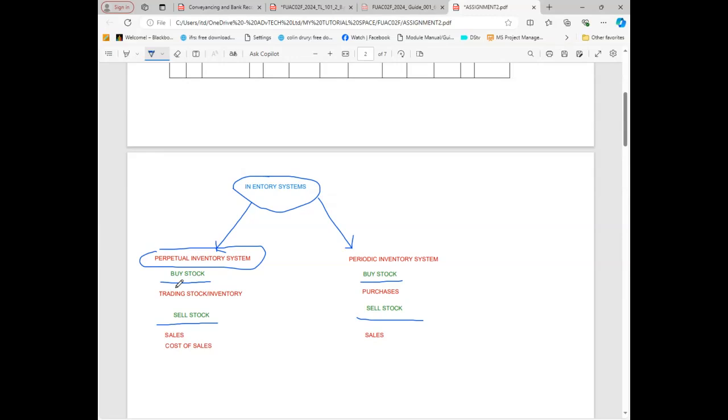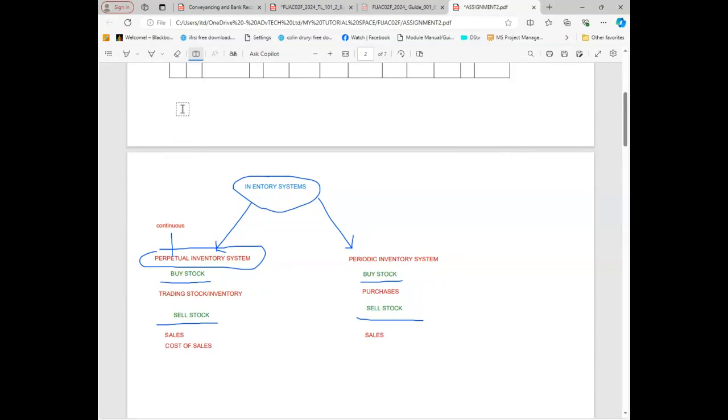That's why they call it perpetual. The meaning of perpetual is something that is continuous. So it means every time you buy continuously, make sure that when you sell, you must also show the cost price. That's what they mean. Yes, I see now. That's why they call this system perpetual, meaning continuous system.